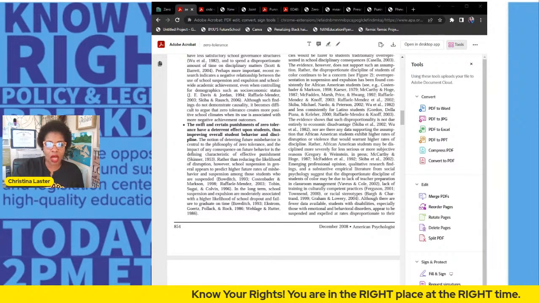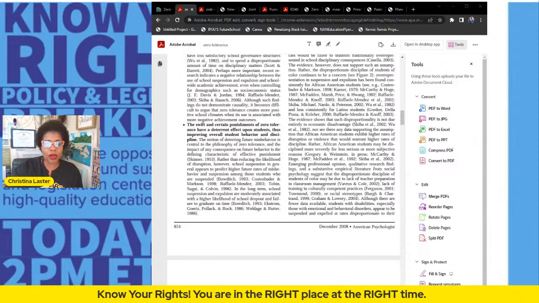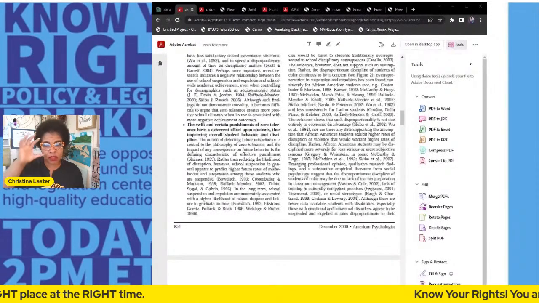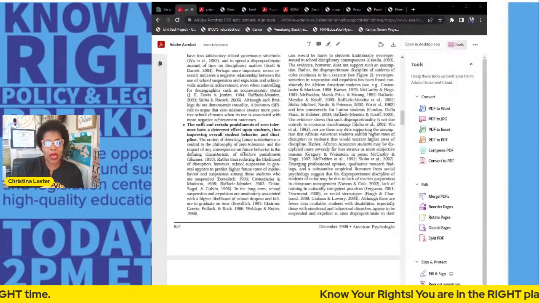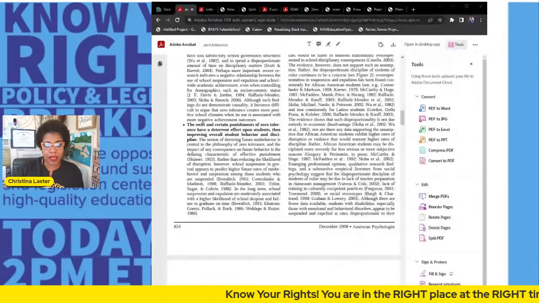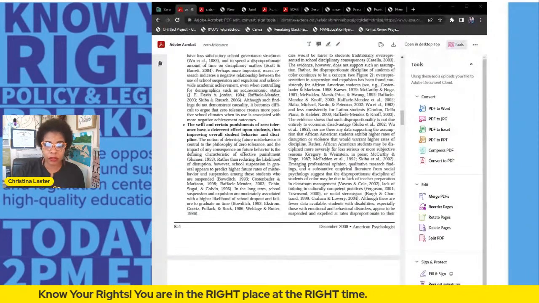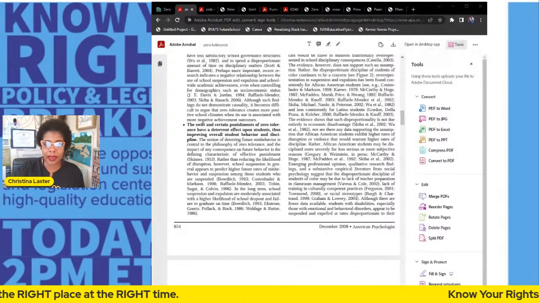It goes on to talk about, although there are fewer data available, students with disabilities, especially those with emotional and behavioral disorders, appear to be suspended and expelled at rates disproportionate, and I'm sure it says to their counterparts. So I'm going to stop sharing that.